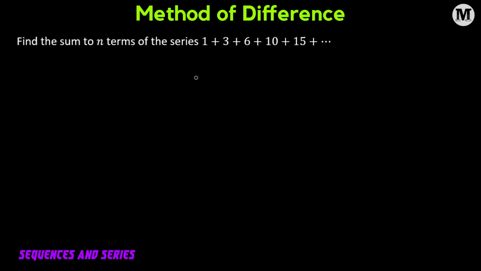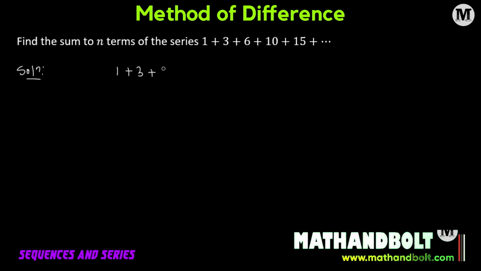Find the sum to n terms of the following series. Let us begin. So here we have a series whose first term is 1, followed by 3, then we have 6, then 10 plus 15 and the rest of the terms.